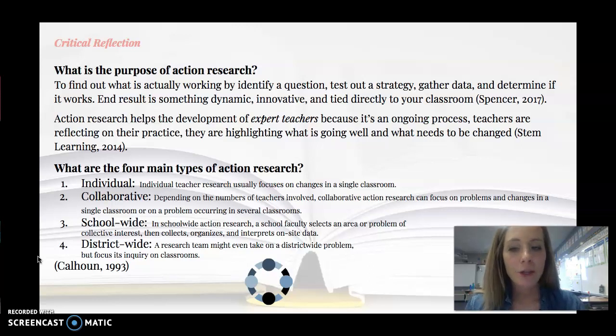There are 4 main types of this action research. Number 1 would be individual, and that's when an individual teacher usually focuses on their own single classroom. There's collaborative, and that's depending on the number of teachers. You can work together on one classroom or maybe several classrooms. Then we have school-wide, which is where the whole school will focus on one thing to change or one area of problem to collect data and see how we can make changes there. And then there's also district-wide, which takes school-wide and just makes it district.